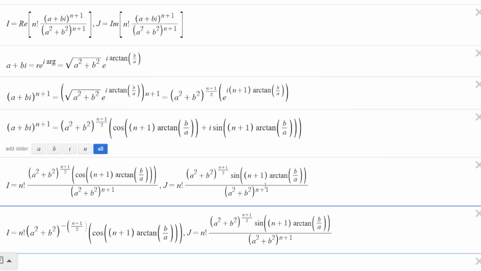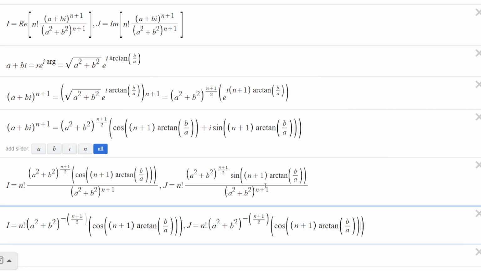And that should be basically the exact same thing for our J, except it's going to be sine instead of cosine. So I'll just copy that over there. The algebra would work out the exact same way. And now we have sine.